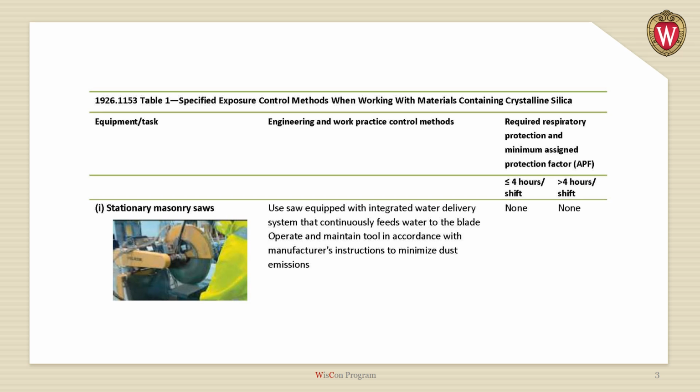If we look at the first example, stationary masonry saws, this task is only for stationary saws. If it is handheld, this section cannot be used for that work. The saw must have an integrated water delivery system that continuously feeds water to the blade. If you cannot have a continuous flow of water, you cannot use Table 1 to protect your employees. You are also required to operate the tool in accordance with the manufacturer's instructions to reduce dust emissions. Then, in the last column, this indicates for this task, employees do not have to have any respiratory protection regardless of the length of the task.